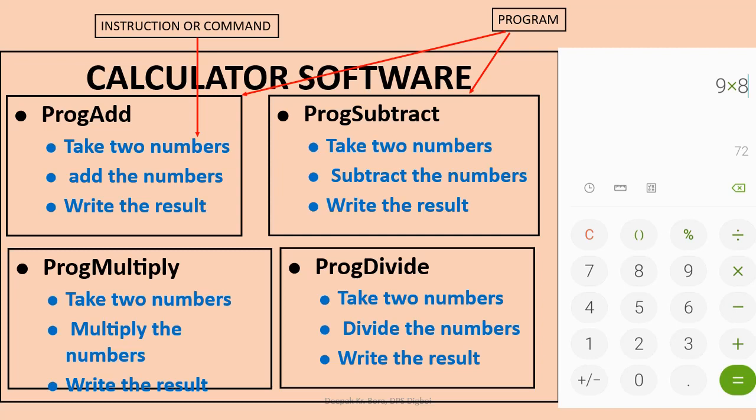Say the calculator software, and we can now see a calculator on the right hand side. This is the software. In this software there are different sets of programs, and with the collection of these programs, when they run together, they can calculate whatever numbers are given by the user.